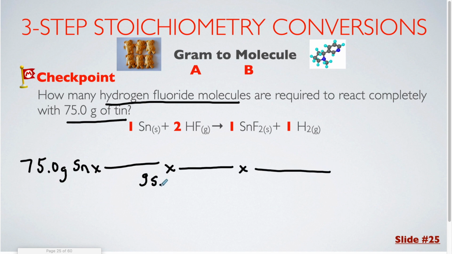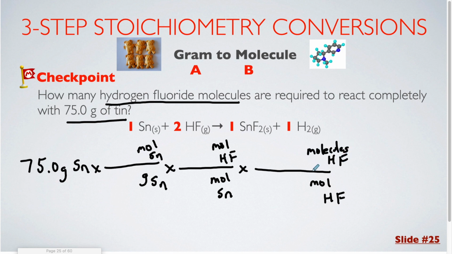My grams of tin is going to have to cancel out, and grams is connected to moles. My middle section in a 3-step conversion is always moles to moles, so I'm canceling out the moles of my old substance to moles of my new substance, which is the hydrogen fluoride. My final step, I am now canceling out the moles of the hydrogen fluoride out to the molecules of hydrogen fluoride. Grams of tin cancels with grams of tin, moles to moles, moles to moles, and I'm left with molecules.